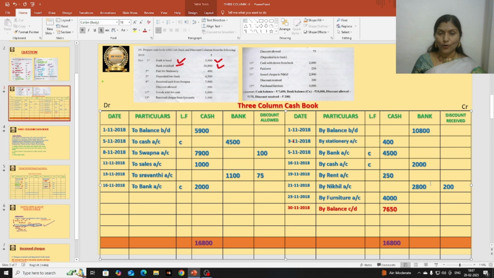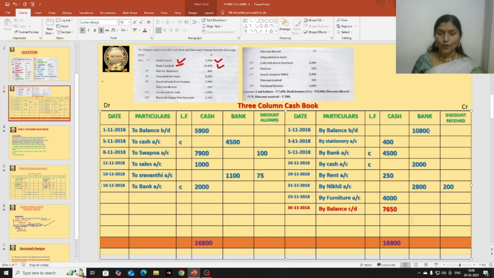Let us see the credit side also in the bank column. You can see the mouse pointer where I am showing. So in the bank column, on the credit side, three amounts are available. Let me add it: 10,800 plus 2,000 plus 2,800. So the total is 15,600. Okay, the credit side total is 15,600.